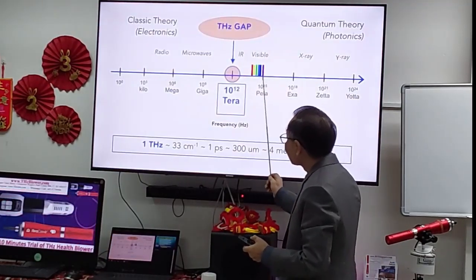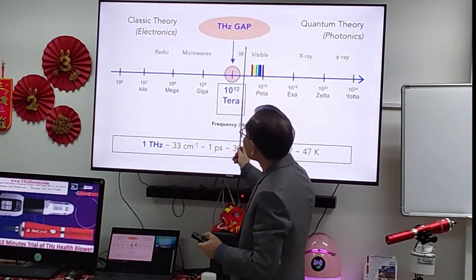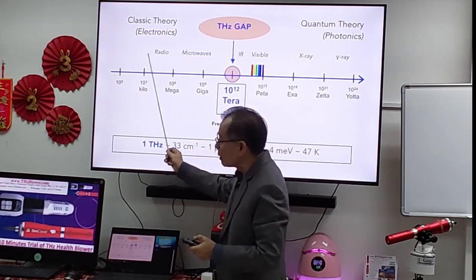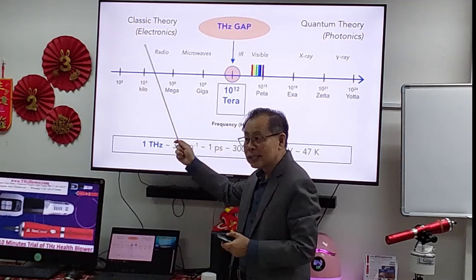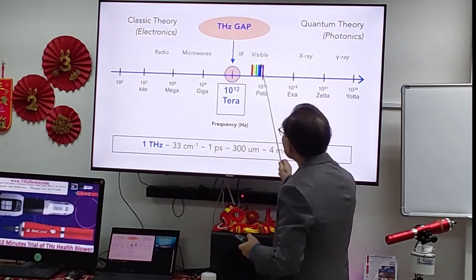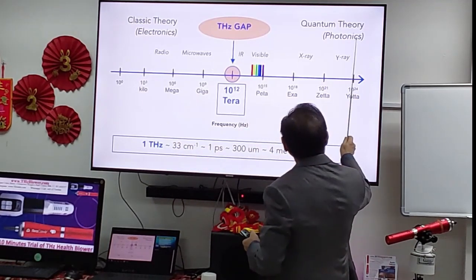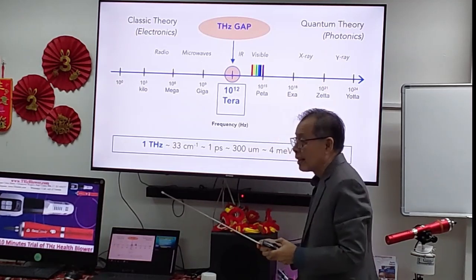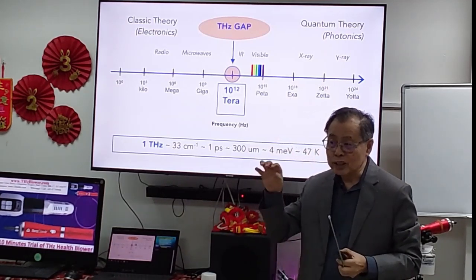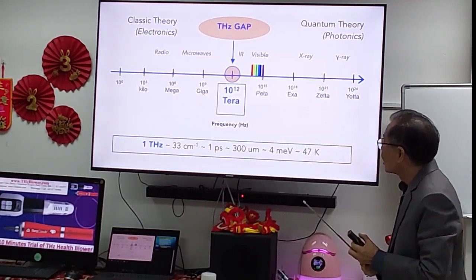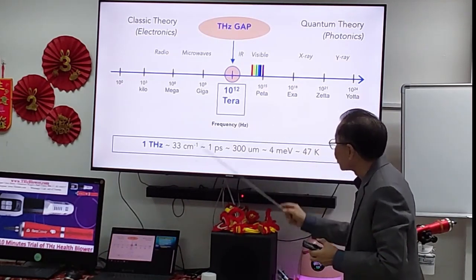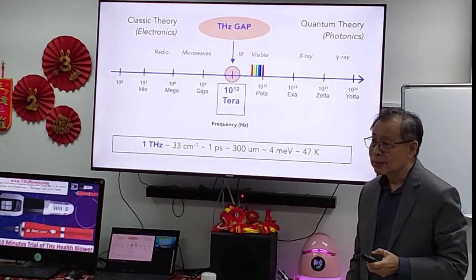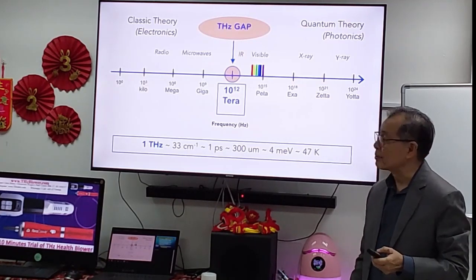So the terahertz gap comes from the fact that microwaves and below are studied under electronics. We use techniques of electronics to study. Infrared and above, we use light or light techniques to study, photonics. But nowadays, we use photonic techniques to study terahertz waves. So that's where the advance comes.